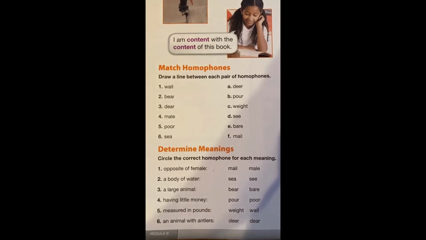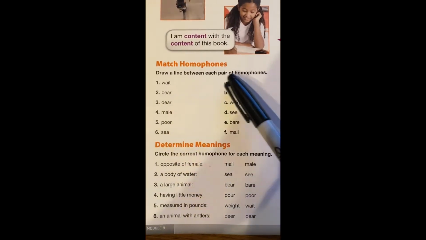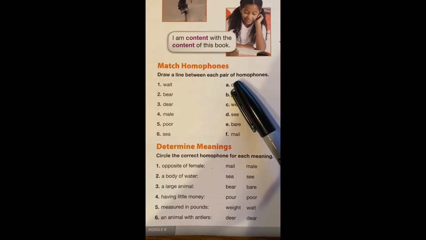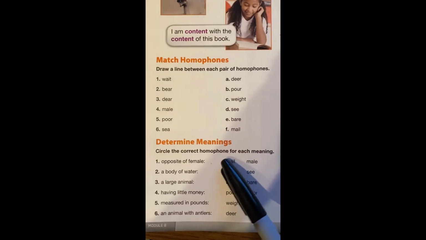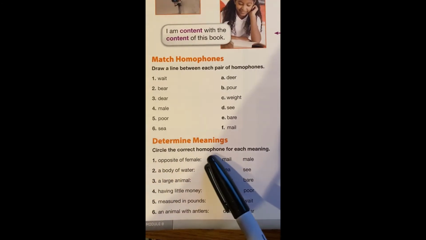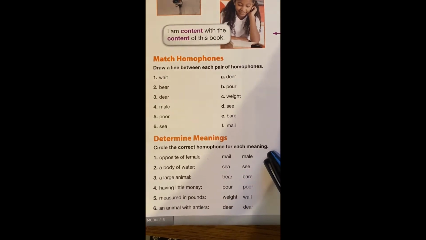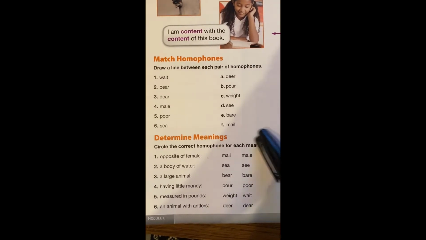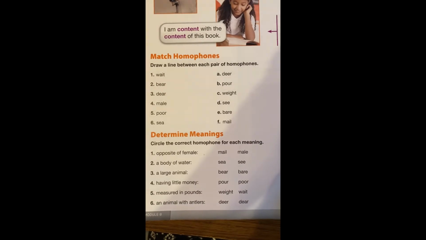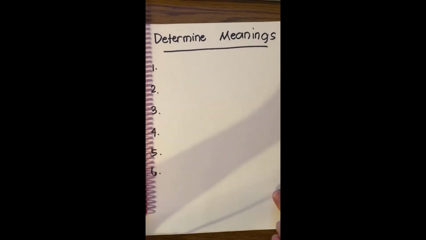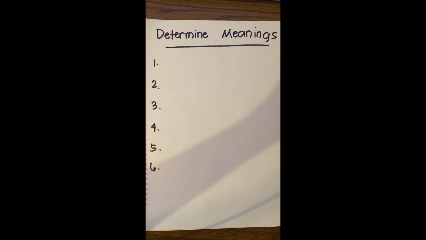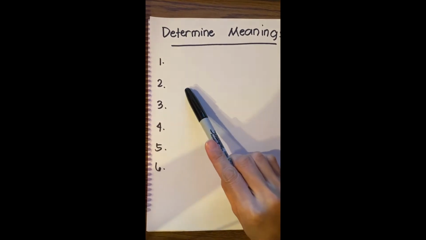Make sure you have finished the activity on Match Homophones. Now let's move on to the next activity, Determine Meanings. Circle the correct homophone for each meaning. So instead of copying all of these words and encircling each of your answers, I want you to write this down on the back of your paper. Copy the title. Number it from 1 to 6.